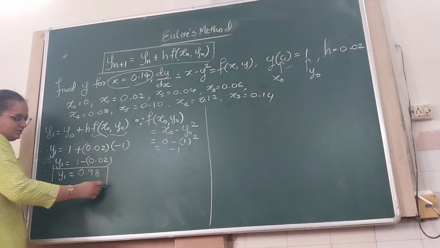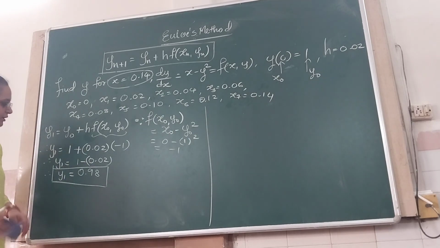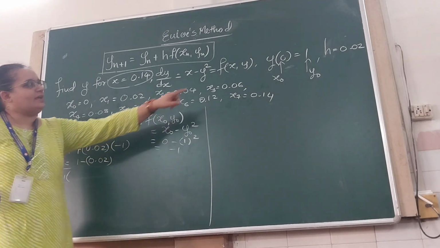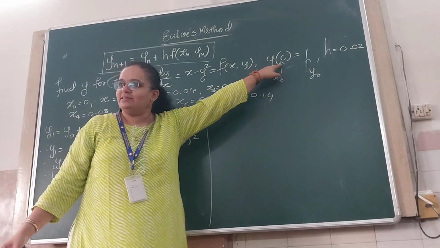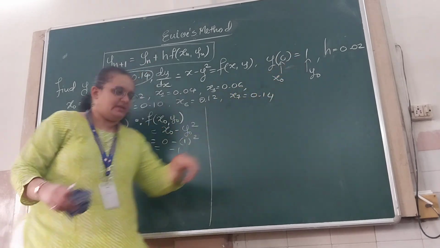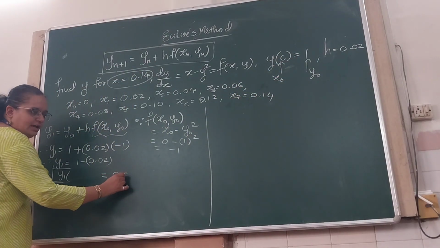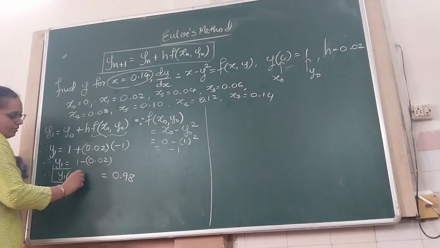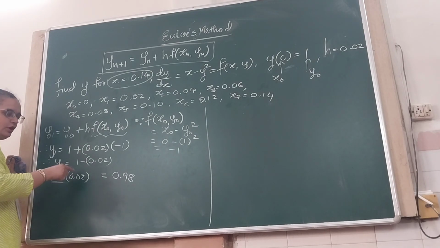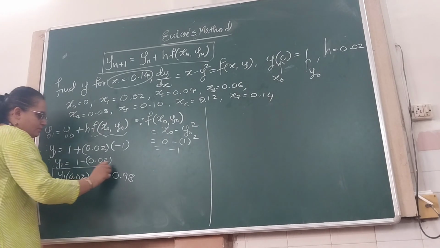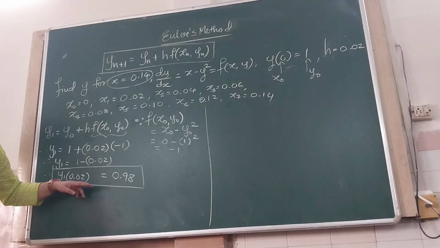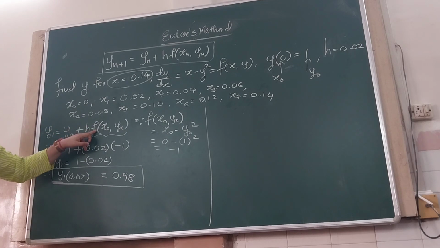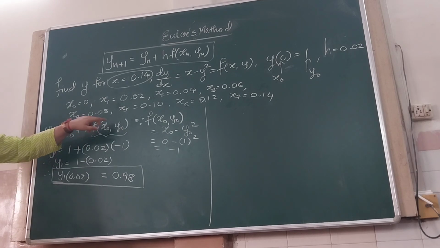So you have got this y1. You can also write this as y1 of which value? See, in the question, y was given with x0 in brackets, equal to the value of y0. In the same way, here we have got the value of y1, so in brackets which value will be there? x1. What is x1? 0.02. So we have got the y value for which x value, 0.02. Are you clear? Yes. So this is nothing but y1, calculated by substituting x0, y0.